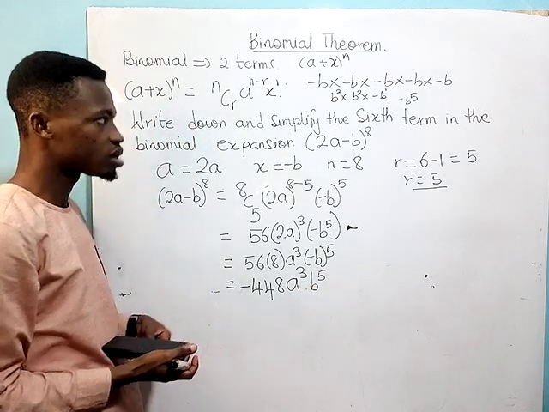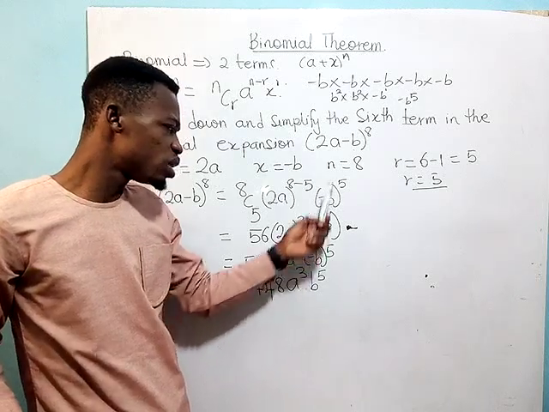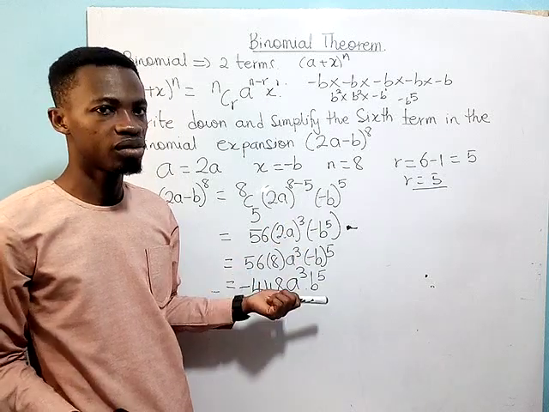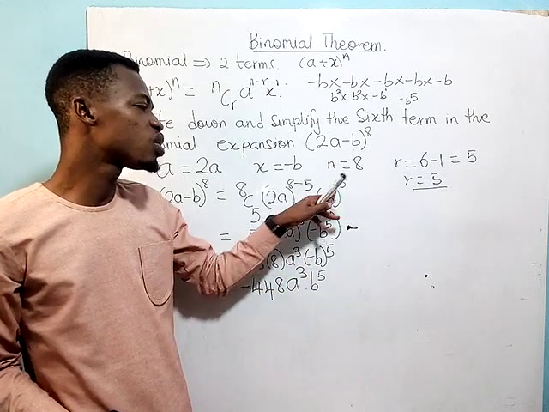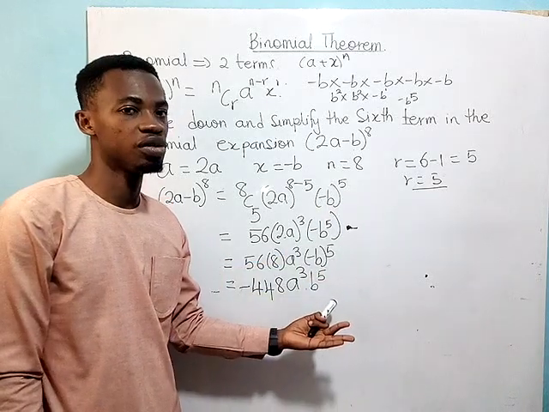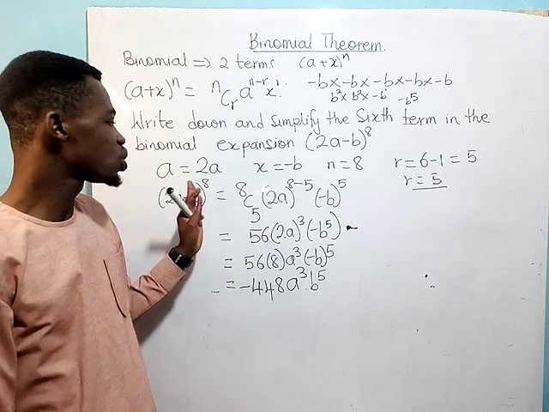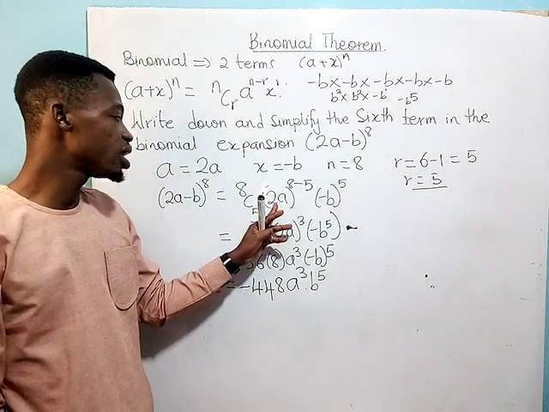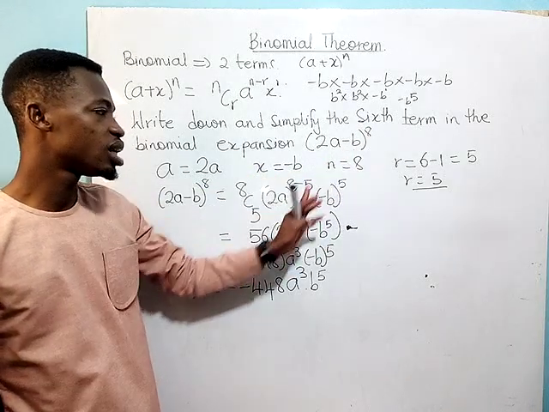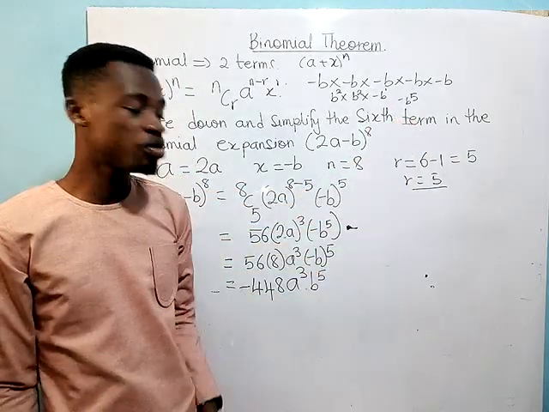So let's take note. Understand that negative b to the power 5 is going to give us negative b to the power 5, and the reason why it is negative is because the exponent is an odd number. If it is even, it becomes positive. Now, we did the expansion. We saw that our a is 2a, our x is minus b, our n is the exponent here, and our r is one less than the term we are looking for.